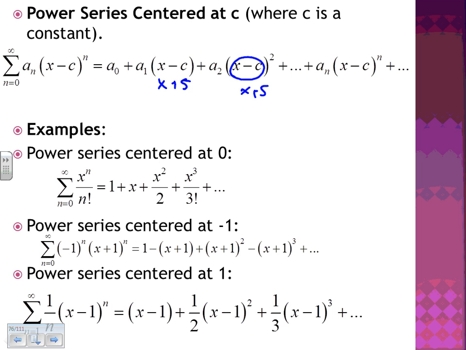And if you don't see the plus or minus going on, you know it's centered where? At zero. Alright, so here you can just see, here's one that's centered at negative 1. Here's one that's centered at 1. Okay? So that's something you're going to have to identify: where is it centered.